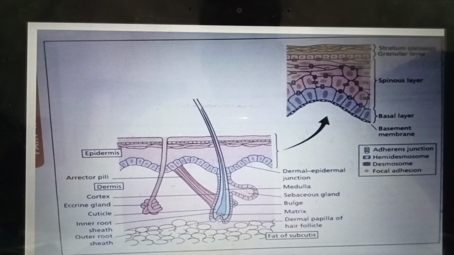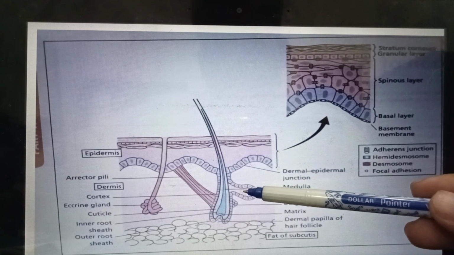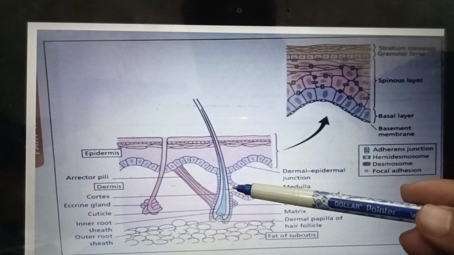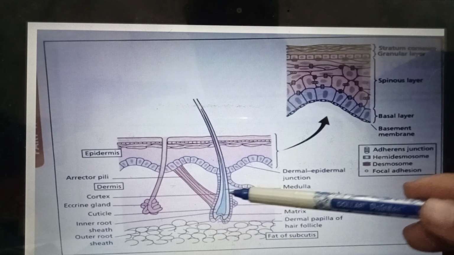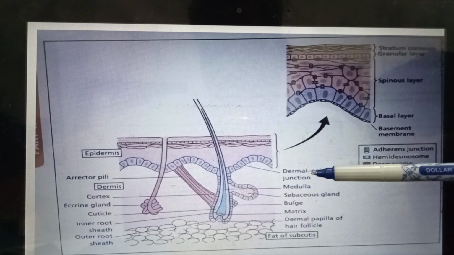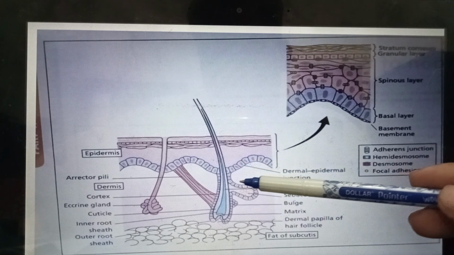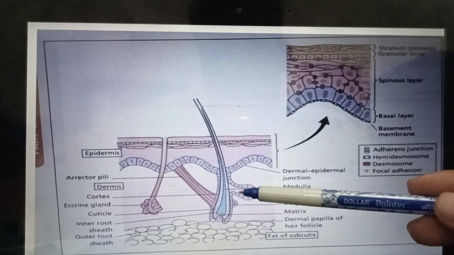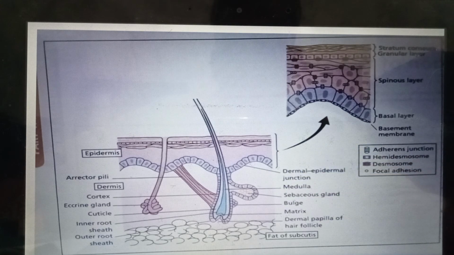Moreover, on the other side you can find the sebaceous gland. These are the sebaceous glands, which are located near the medulla part of the hair follicle. The junction between the epidermis and dermis is known as the dermal epidermal junction. From this junction, the basal cells move downward and form the sacs of the sebaceous gland. Sebaceous glands are very important glands. They provide secretion for the nourishment of hair follicles.